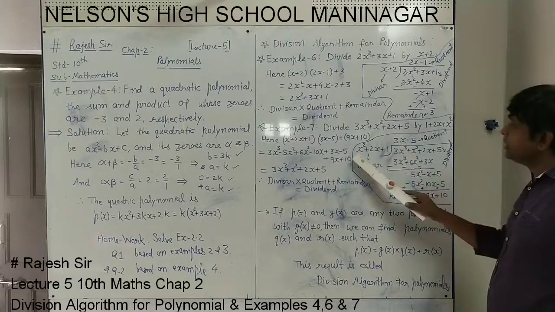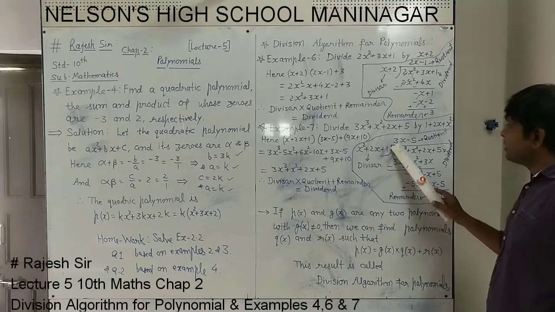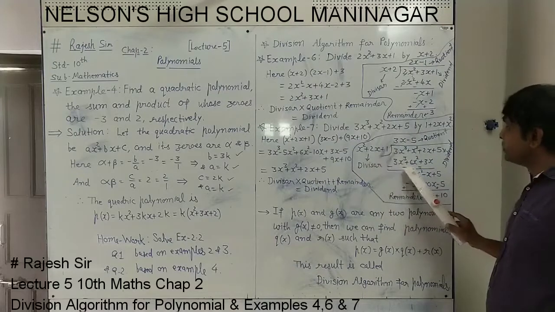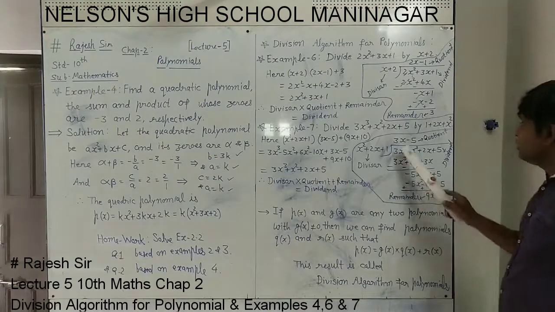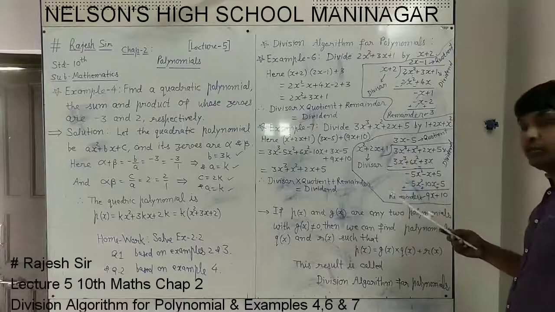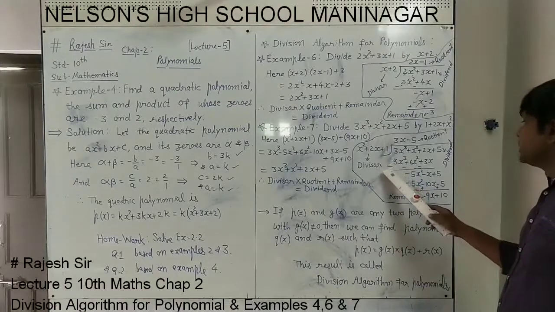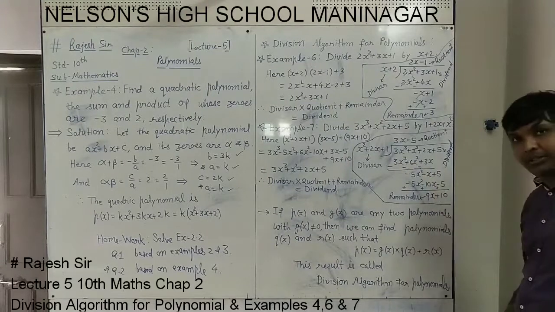With this 3x you have to multiply each of the terms. 3x into x square, 3x cube. 3x into plus 2, 3 into 2 is 6x square. 3x into 1, 3x. Now, the next step is we have to subtract. So, sign change. This plus we will consider as minus, this plus as minus, this plus as minus.